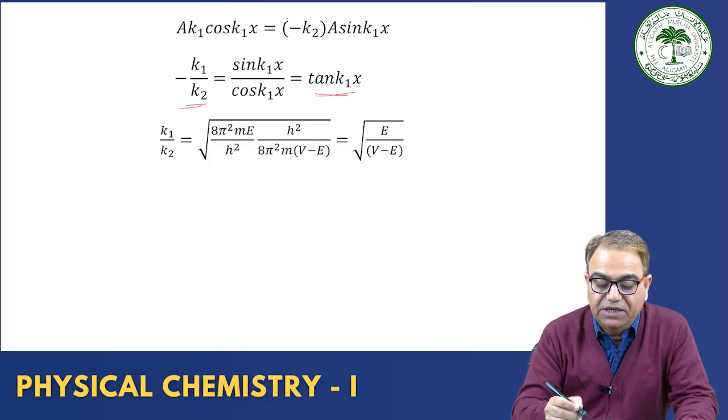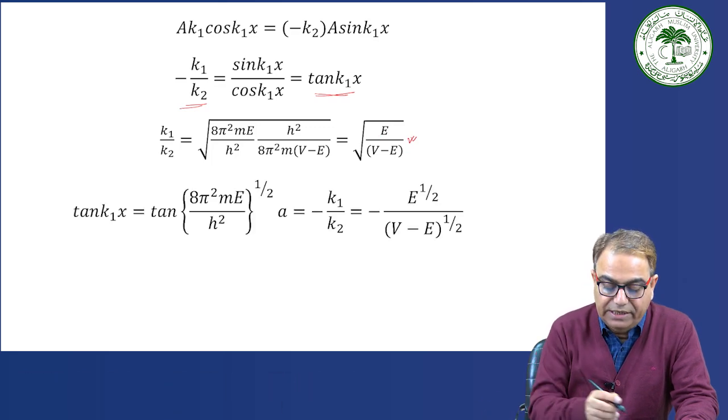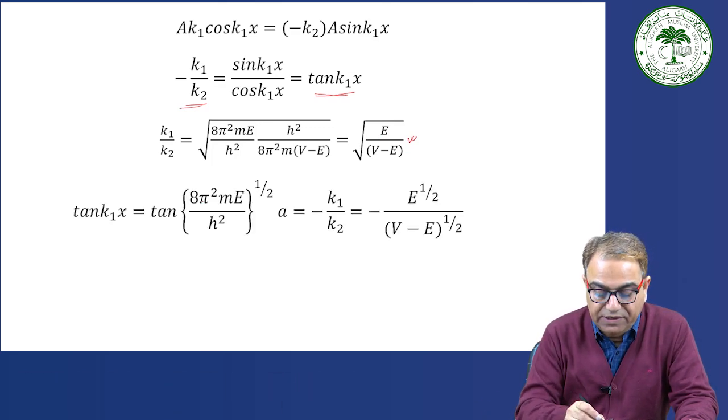And what does it mean? K1 and k2, if you put the values, k1 was 8 pi square mE by h square and k2 was 8 pi square m (V minus E) divided by h square. So k1 by k2 you get root under E divided by V minus E. Okay. So k1 by k2 if you get, then you can write tan k1x, where k1 value is 8 pi square mE by h square raised to the power 1 by 2, into a.